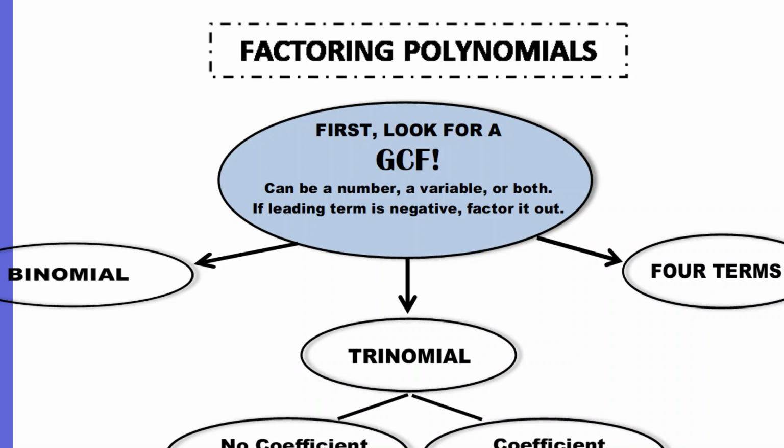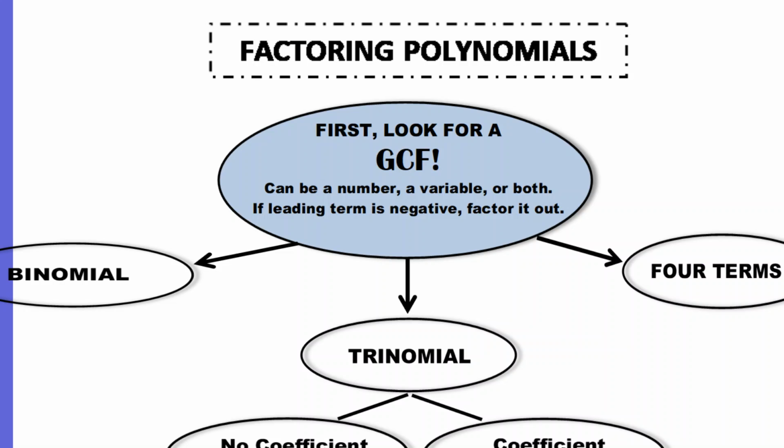So the first thing, and I've been saying this over and over again, is that you should always look for a GCF. Always, always, always. Always the first thing. Remember that it can be a number, it could be a variable, or a combination of both a number and a variable. And if that leading term is negative, we do want to factor out the negative. If the leading term is positive, we don't want to factor out a negative at all. So only if that leading term is negative, we're going to factor it out. And then three things can happen. We can have a binomial, we can have a trinomial, or we could have four terms.